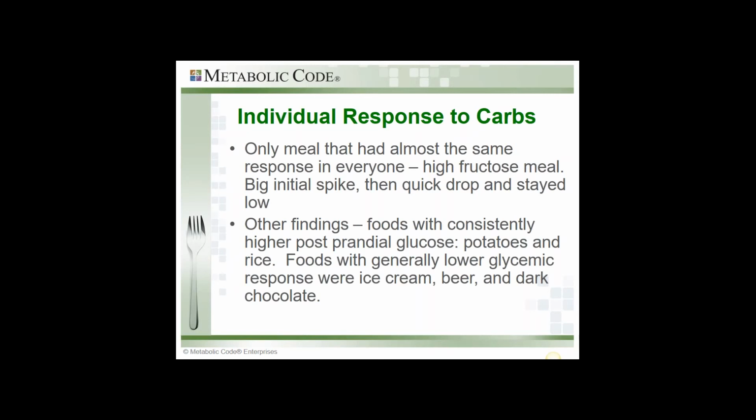There were other things that they found in the study, like that there were certain foods that definitely tended to be more consistent, that in almost everyone there was a higher postprandial glucose response, and that was things like potatoes and rice. So it was good. It was consistent with other findings in other studies. And there were foods that, even though they're fairly high in carbs, did not spike blood sugar as much. You know, people are always surprised that ice cream doesn't have as high a glycemic response as you would think.